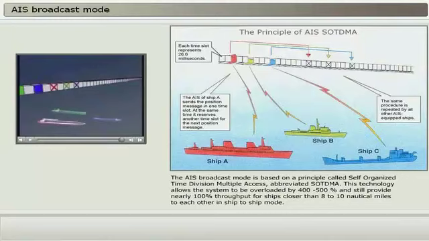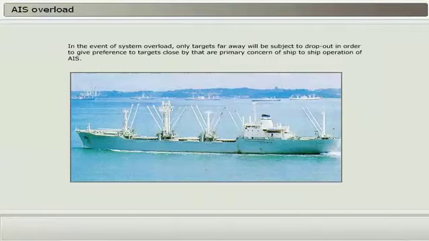GPS provides both the universal time reference and the positioning data for each vessel. In the event of system overload, only targets far away will be subject to dropout in order to give preference to targets close by that are the primary concern of ship-to-ship operation of AIS. In practice, the capacity of the system is unlimited, allowing for a great number of ships to be accommodated at the same time.